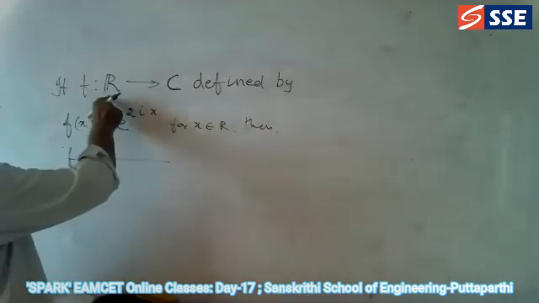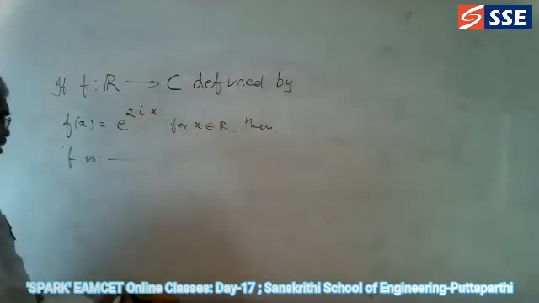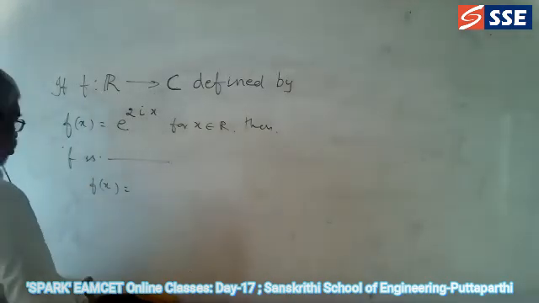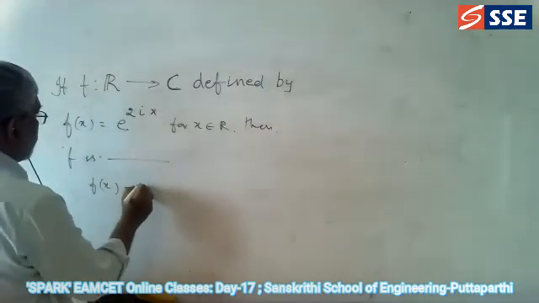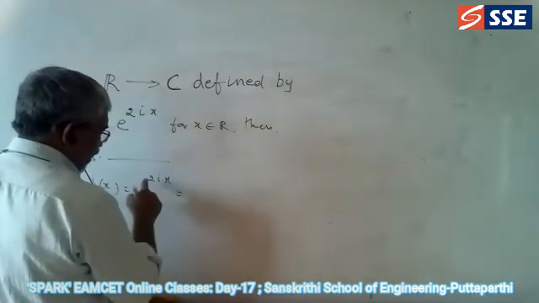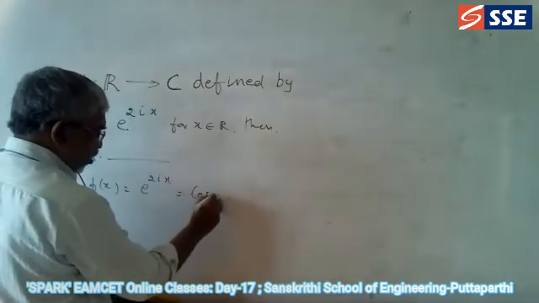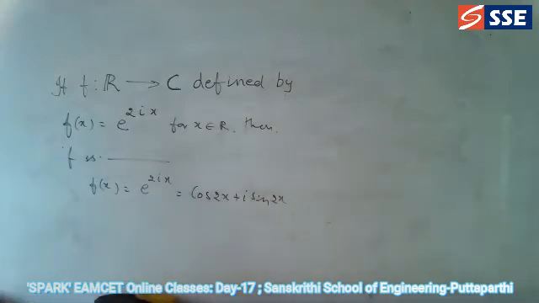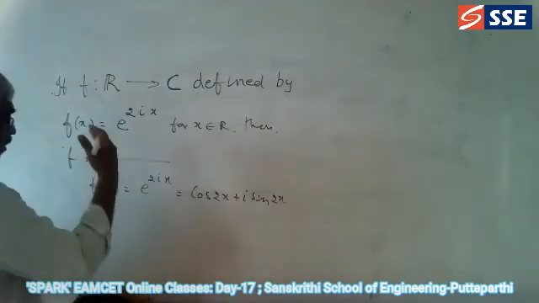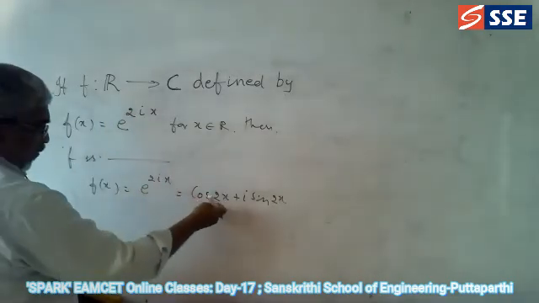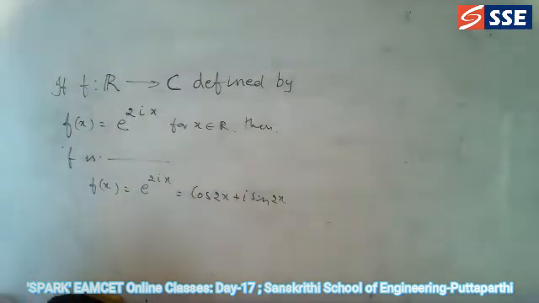Since R is the real numbers and C is the complex numbers, we know f of x equals e to the power of 2ix, which can be written as cos 2x plus i sin 2x. Since it is in R every number is there, and since it is a periodic trigonometric function, we can take the range between 0 and pi.